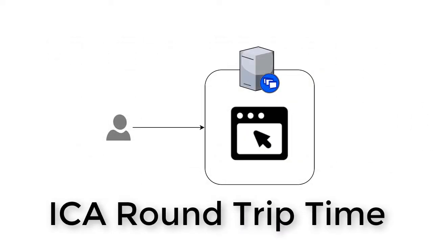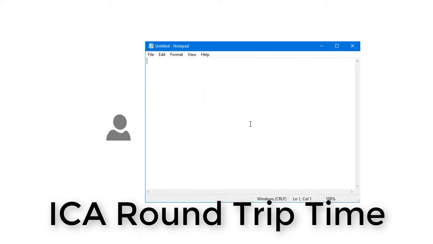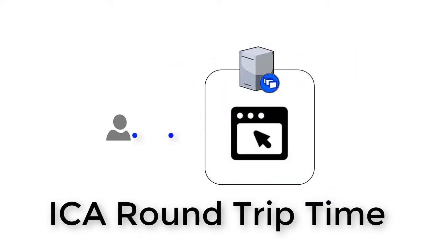ICA RTT has two components that combine to give us our result. The first is network latency. This is the amount of time a network packet takes from being sent from an endpoint to being received from the server. The second component is how long an application takes to process the request and return the result. In this example, the application has a delay when clicking the file menu. The amount of time spent here is added onto the metric. Once we get a response from our input, this is sent back to the user and that total is calculated.